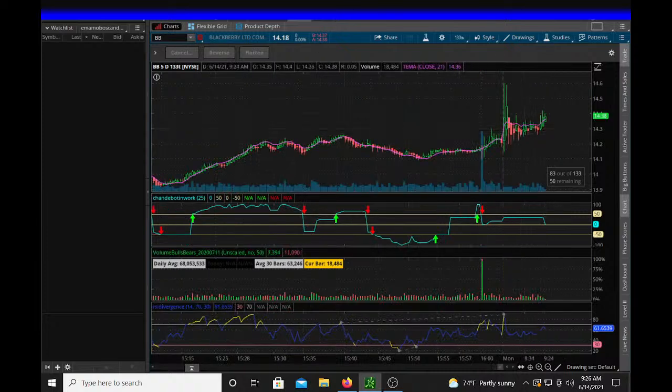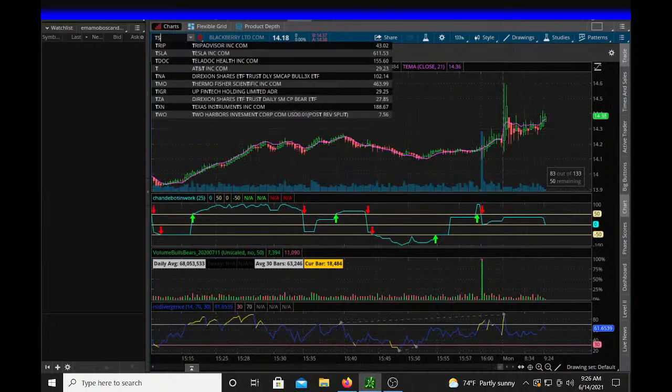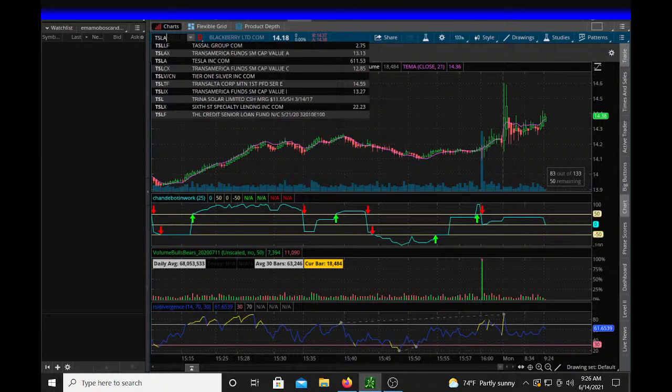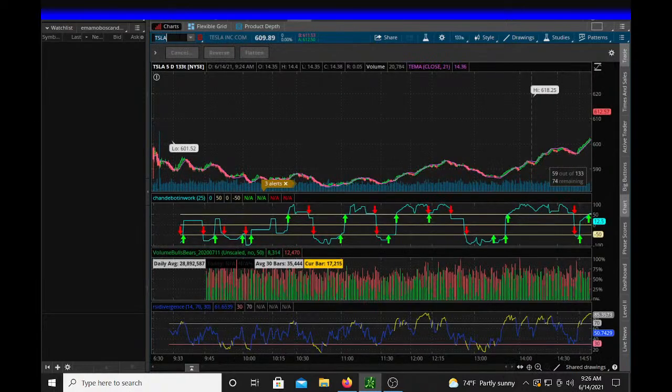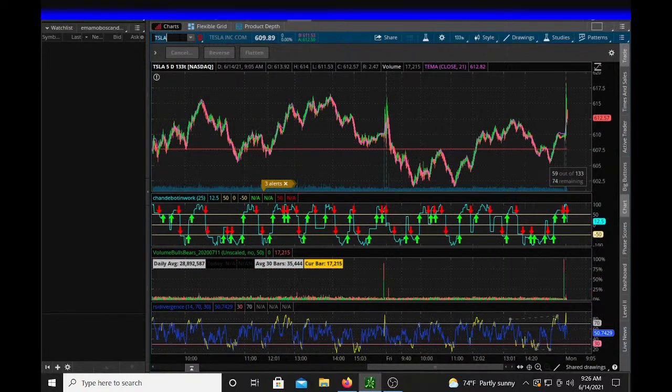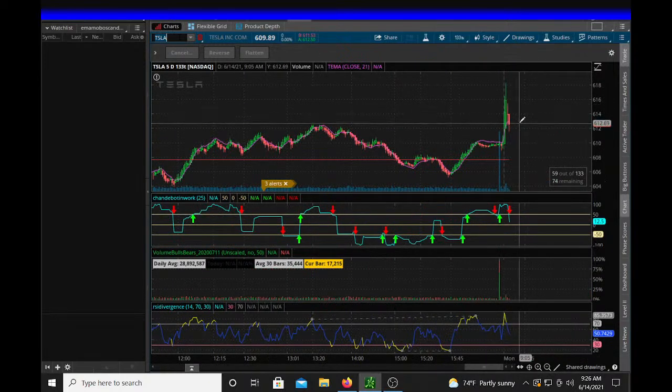Now, something like Tesla, I don't know if we'll be able to do a 133 tick or not. That may be too small. It may move too quick. As you can see, these divergences here.